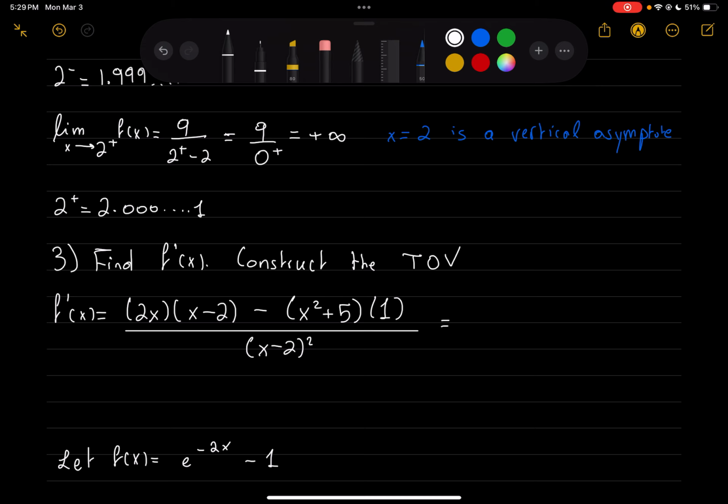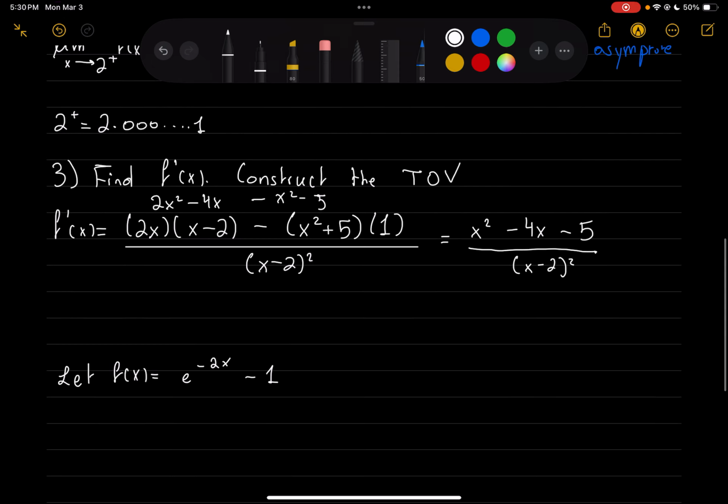This is essentially going to give me 2x squared minus 4x, minus x squared minus 5. So the simplest form is x squared minus 4x minus 5 over x minus 2 to the power of 2. Now we need to check for any critical points, and in order to do that, I have to put the function equal to 0.